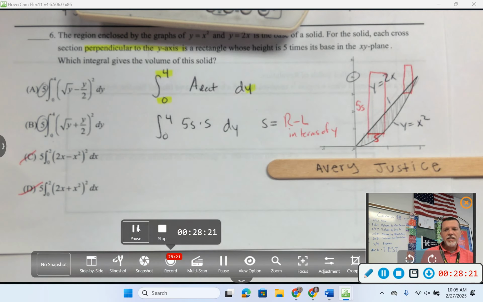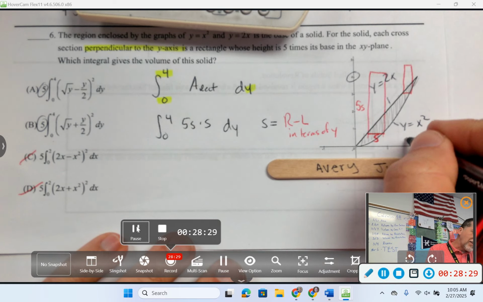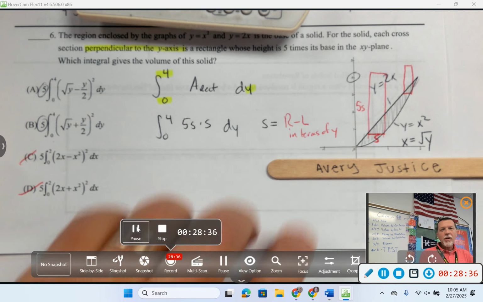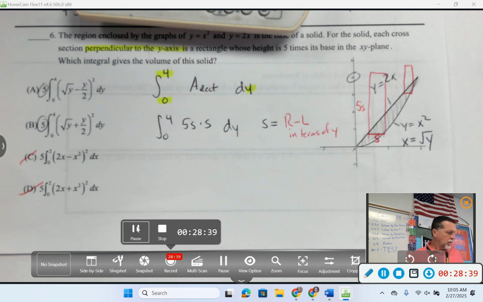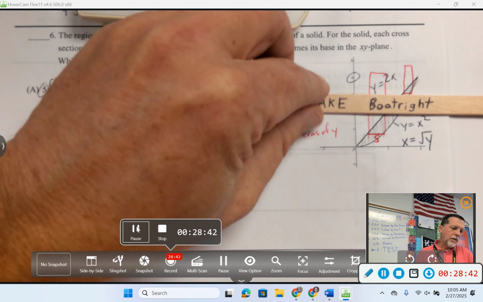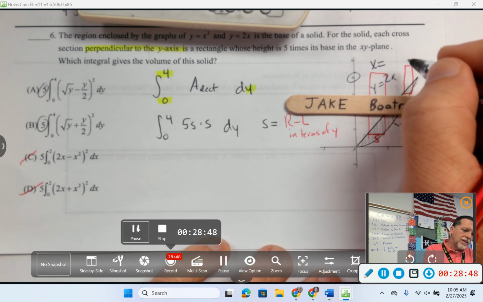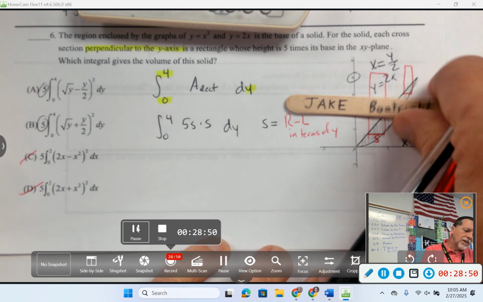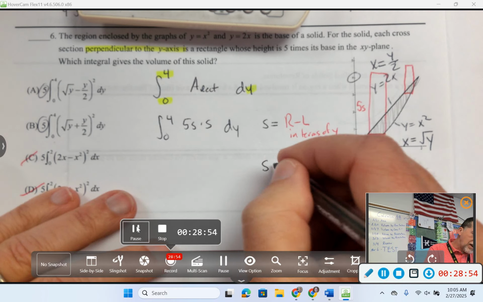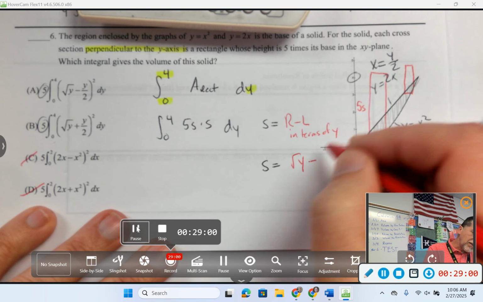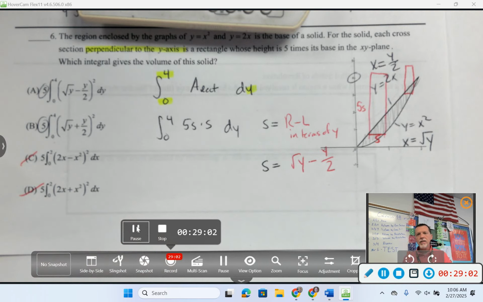So Avery, what's another way to say y equals x squared? If I solve this for x, what would I get? Square root of y. So those are the same equation, just rearranged. Jake, what's another way to say y equals 2x? x equals y over 2. Good, x equals y over 2. And so my side length is the right-hand side, which is the square root of y, minus the left-hand side, which is y over 2. Right minus left.